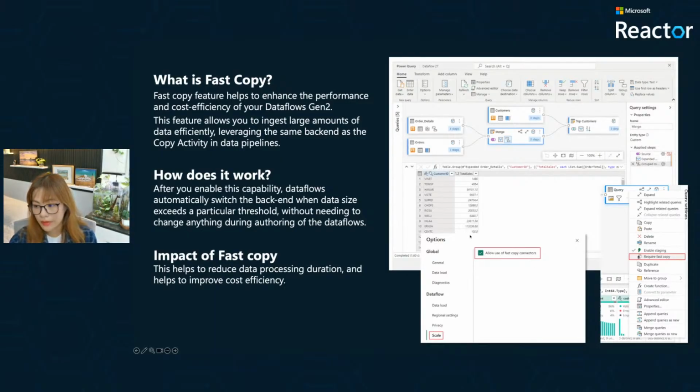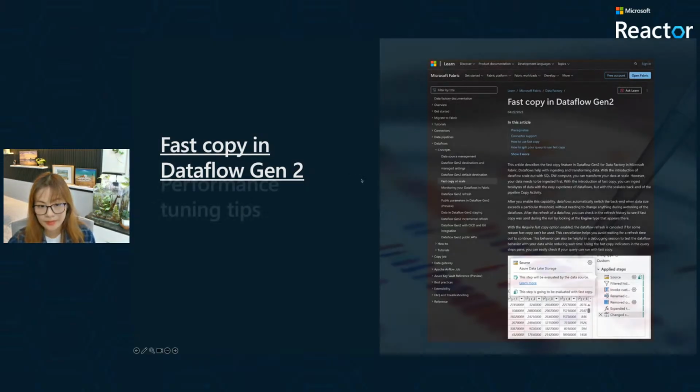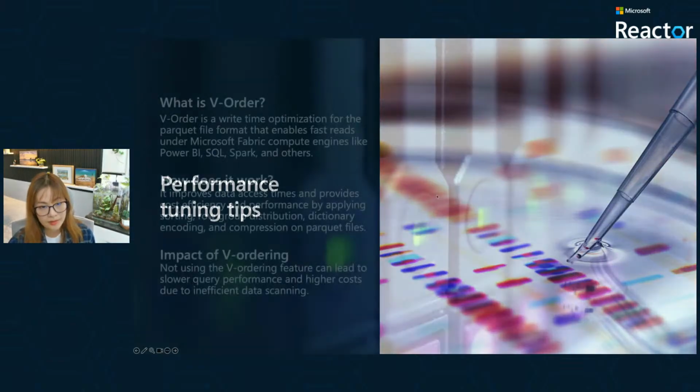To go even further, you can also set some particular queries to require fast copy so that it would always be using fast copy and would only run on fast copy. If you want to learn more about setting up your fast copy in Dataflow Gen 2, please check out this documentation. It is in the Microsoft Learn. The topic there is fast copy in Dataflow Gen 2. Now, onwards to more performance tuning tips.